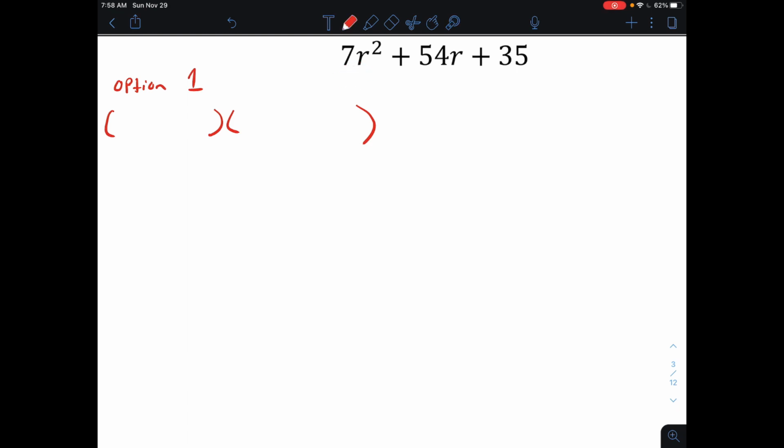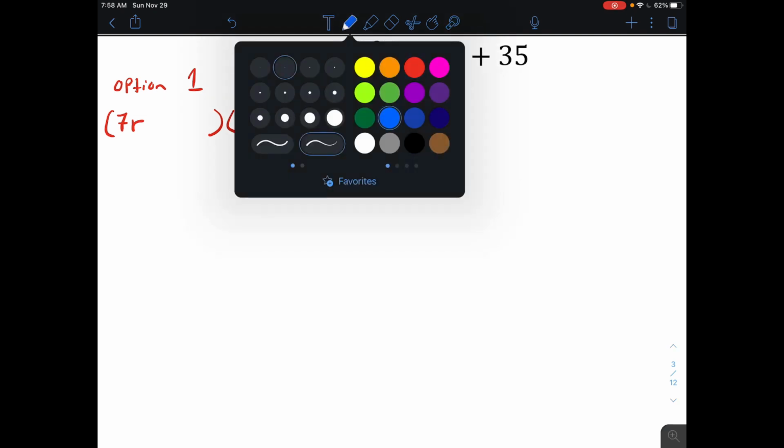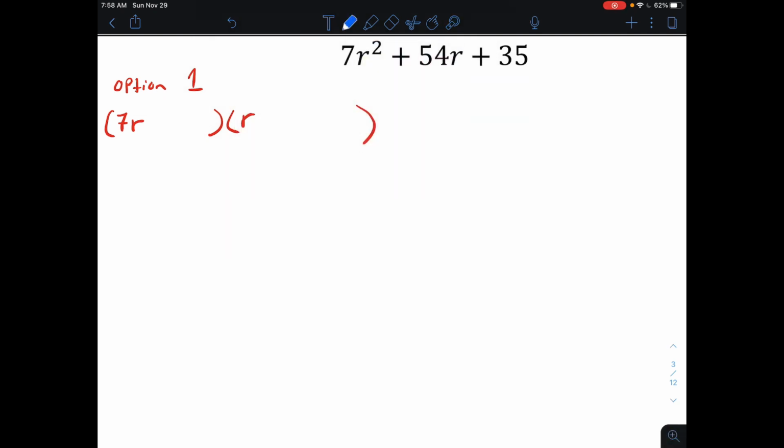Well, to make 7r squared, 7's a prime number. So that means I'm going to have a 7r times a 1r. Now I got to figure out, well, how do I make positive 35 by multiplying together and end up with 54 in the middle? Well, here's the thing. It's through the process of distributing. You're going to have 7r times something, and then whatever else is in this parenthesis times 1r.